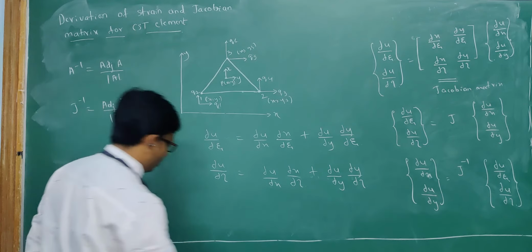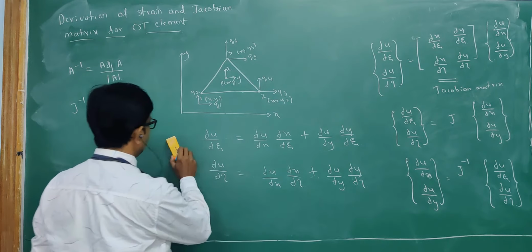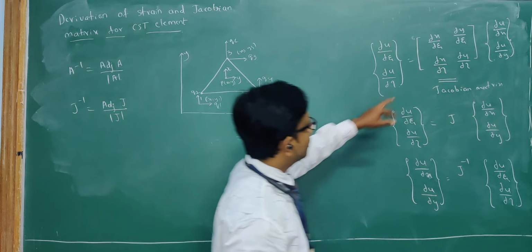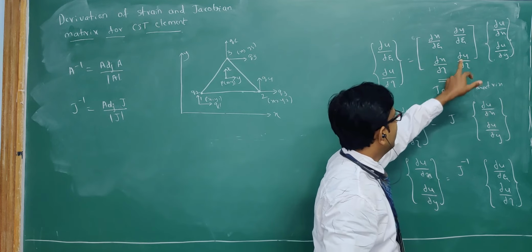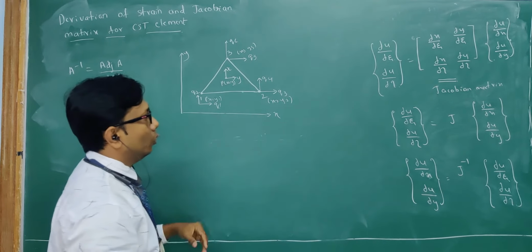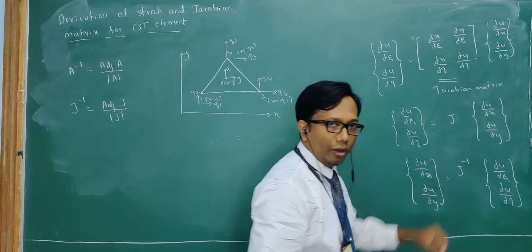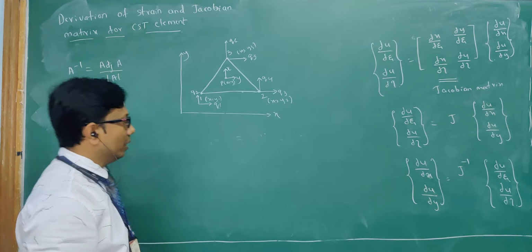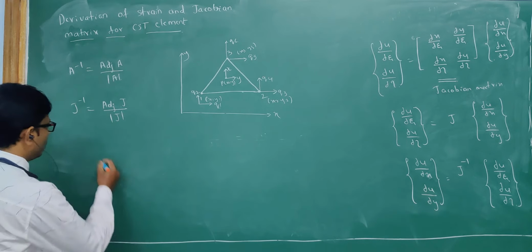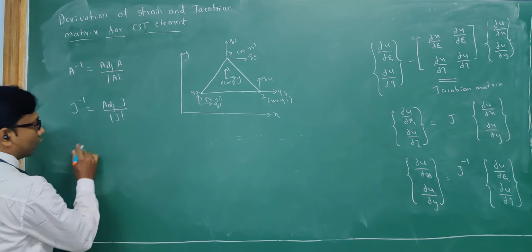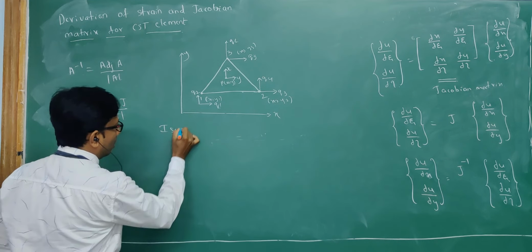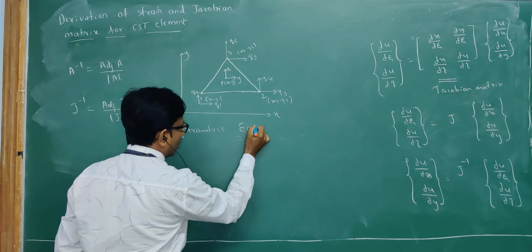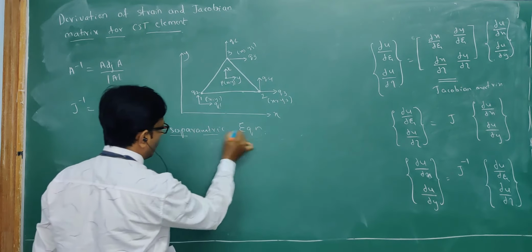So we have J as dou x by dou zeta, dou y by dou zeta, dou x by dou neta and dou y by dou neta. We'll try to find these in terms of the coordinate values, that is x1, x2, x3 and y1, y2, y3. For that we'll be using this J matrix. First we'll write the isoparametric equation.